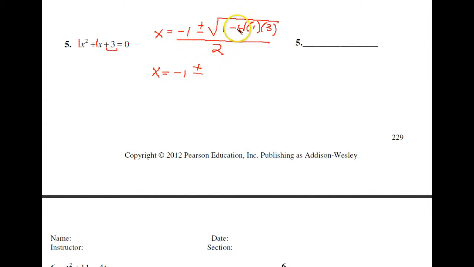Now this is going to be a -12 plus 1. So under the radical sign, I'm going to have a -11. All divided by 2. Well, what we have here then is an imaginary number. So I'm going to write it then. -1 plus or minus i, the square root of 11.